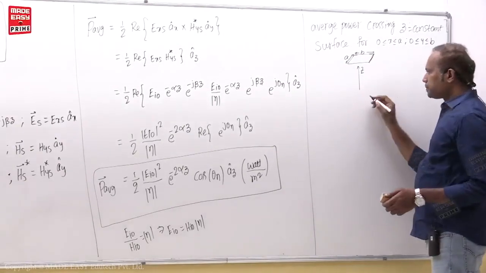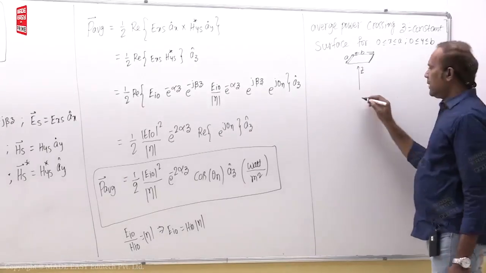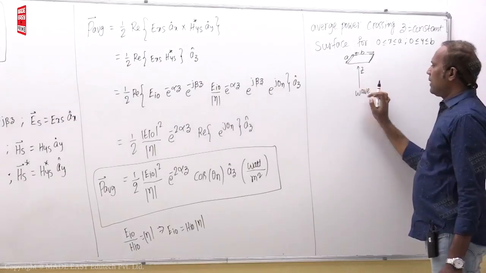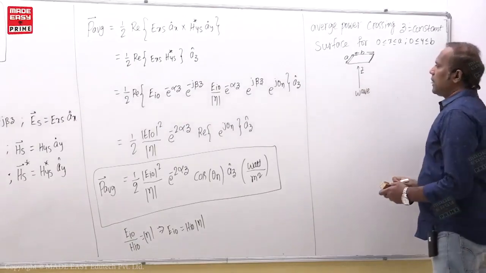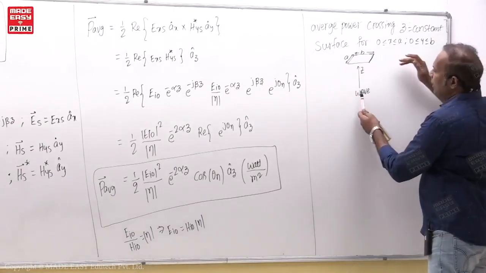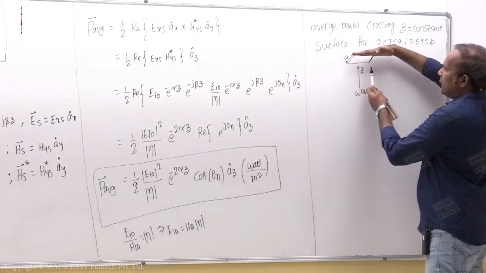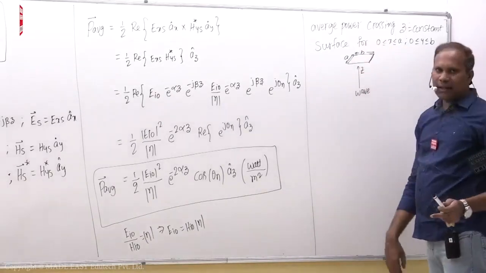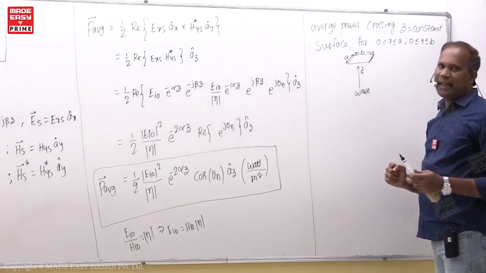Now how much power is crossing? Here the wave is traveling in z direction. Then how much power is crossing this area? The wave is traveling like this, and this is the area. How much power is crossing this area? You know what this area is in our calculation? That is the receiving antenna area actually.